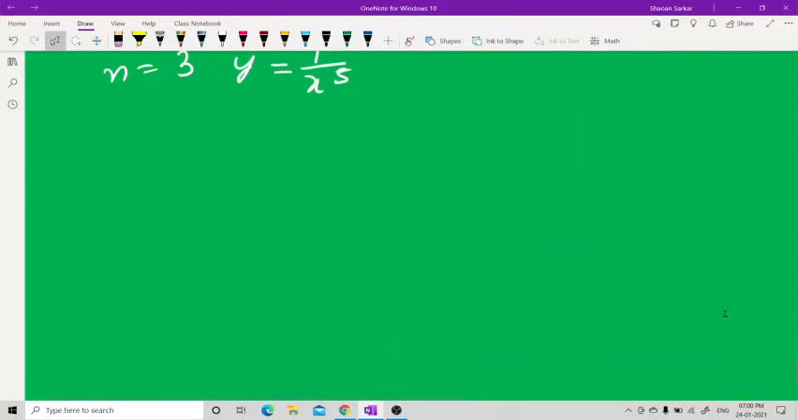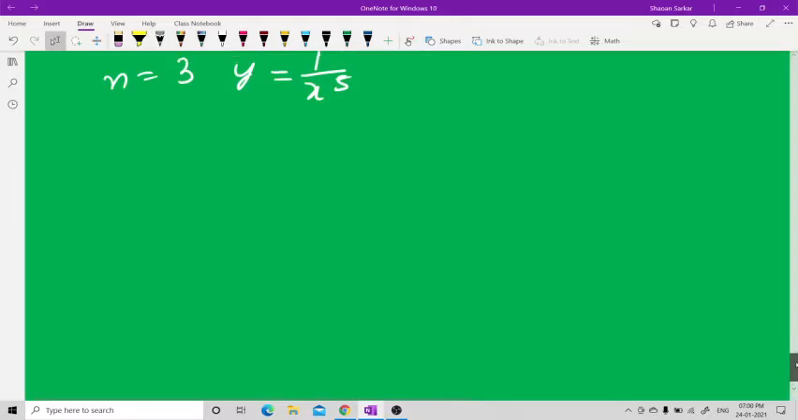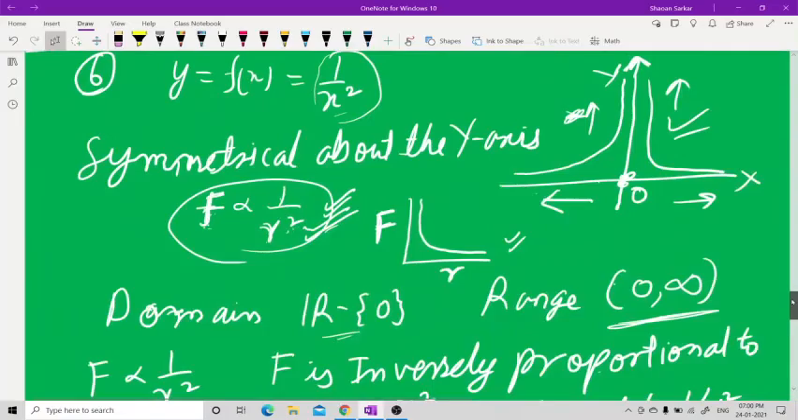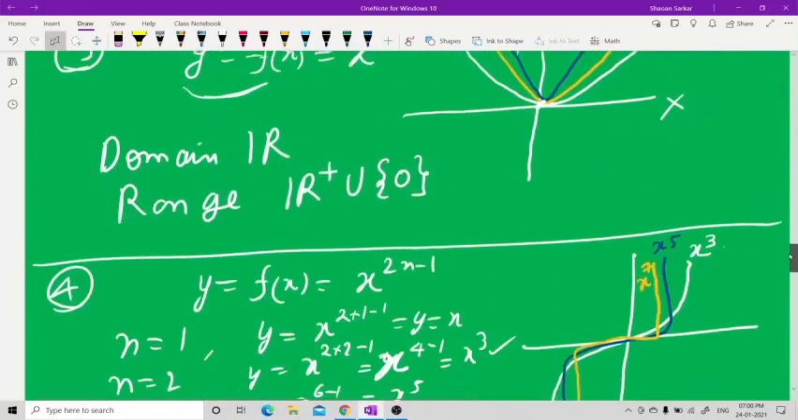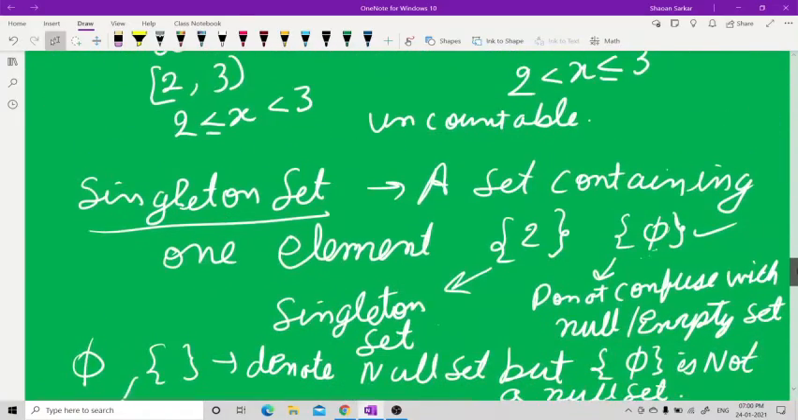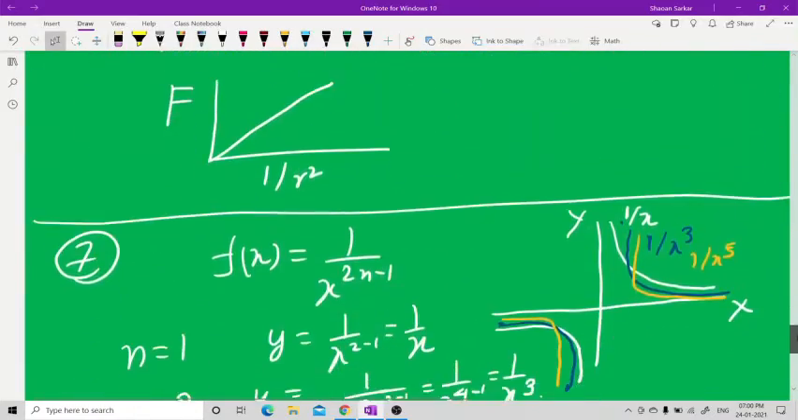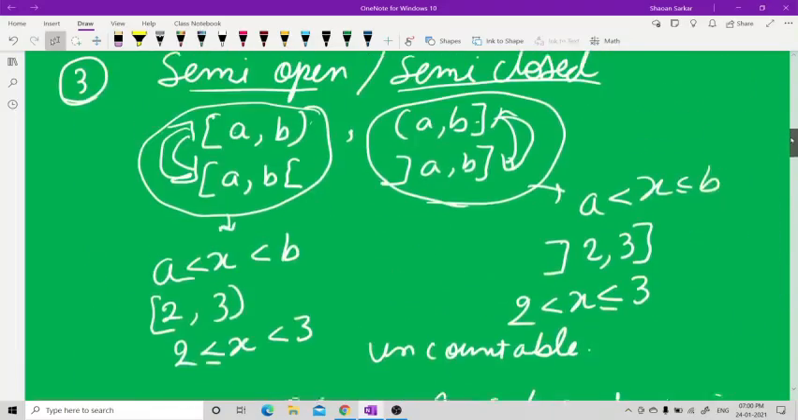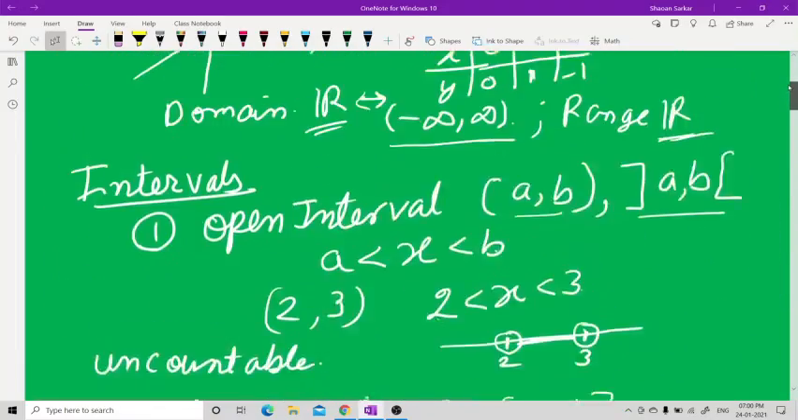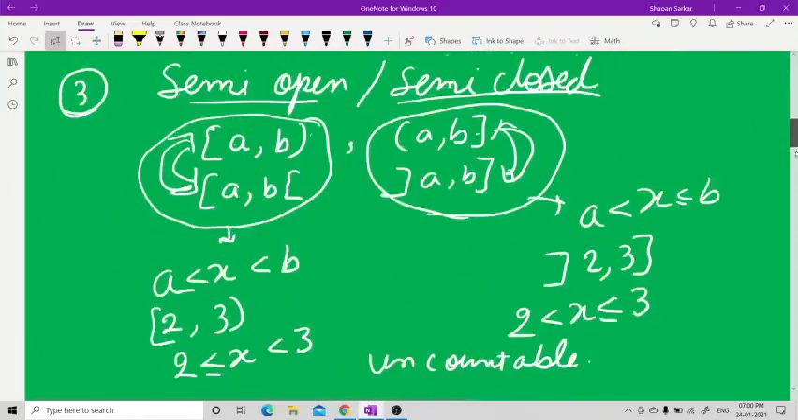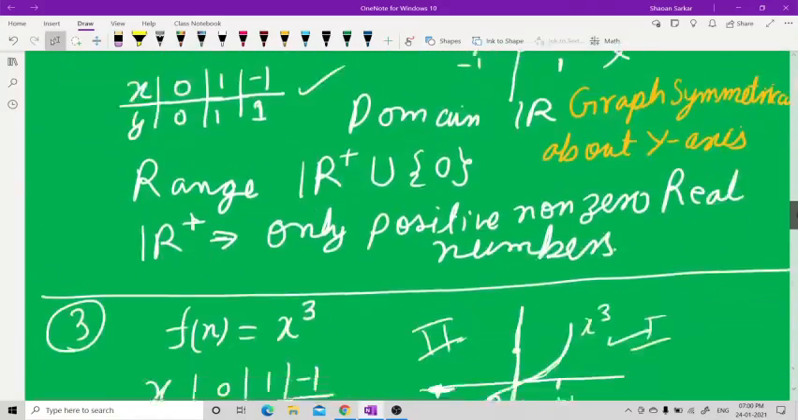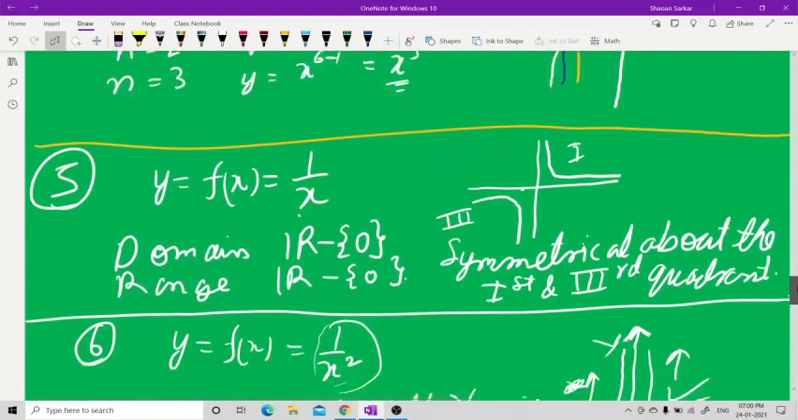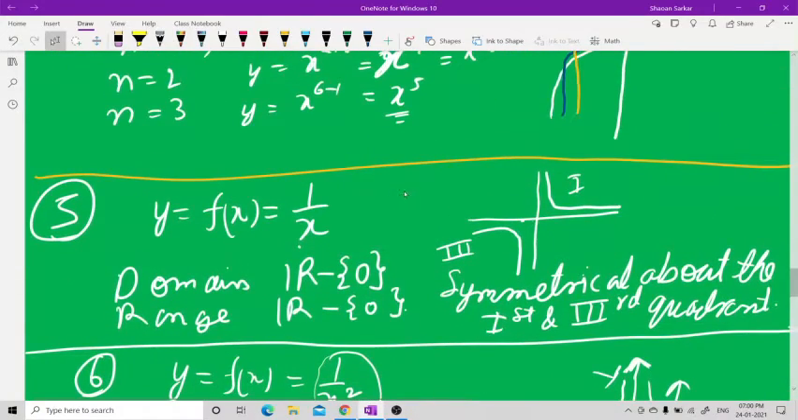What was the range in 1 upon x? Let's see the range in 1 upon x. Yes, I think this is x square. Did I draw 1 upon x? Yes, I have drawn. Let me check. Where is it? Just a minute. This is not 1 upon x. I didn't draw 1 upon x. I have a doubt. x cube I have drawn, x to the power of n I have drawn, 1 upon x, yes, here it is. This is the 1 upon x.